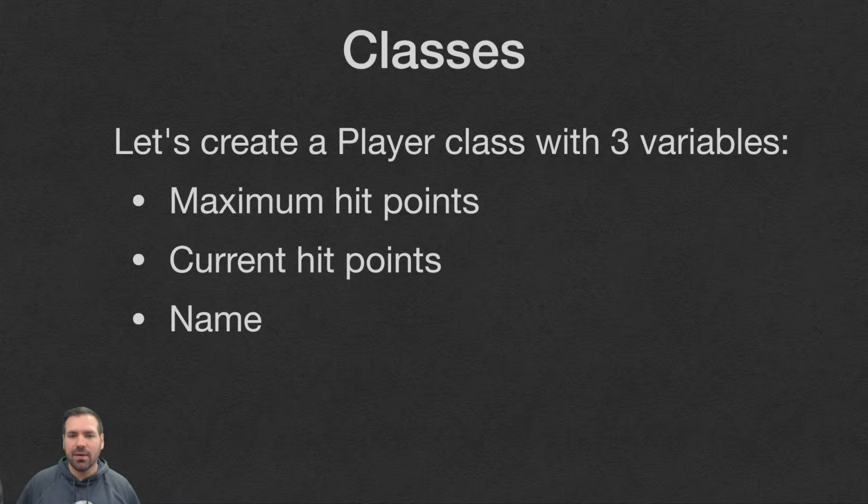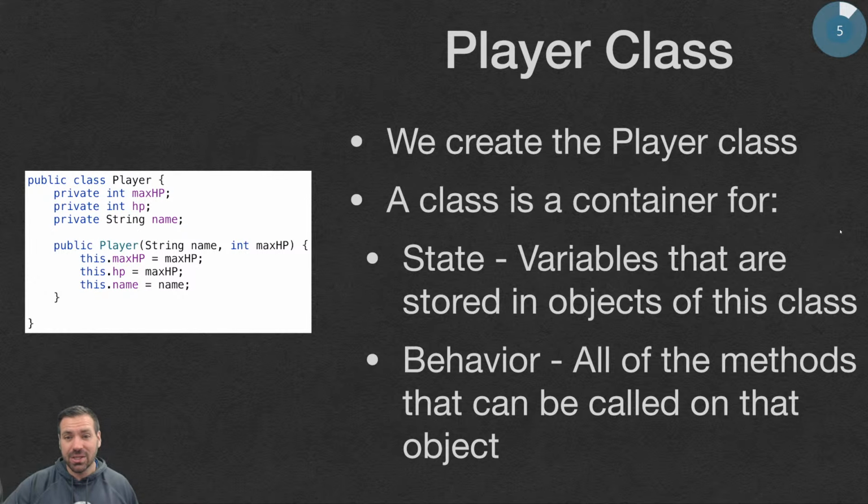Think of a player in a video game. They're going to have 3 variables: their maximum hit points, their current hit points, and their name. So just 3 things that we want to keep track of with our object. And this is what objects are designed to do, to control state and behavior. An object really is, I know it says class on the screen, classes and objects are very related, but an object is a container for state and behavior, which you can think of as variables and methods.